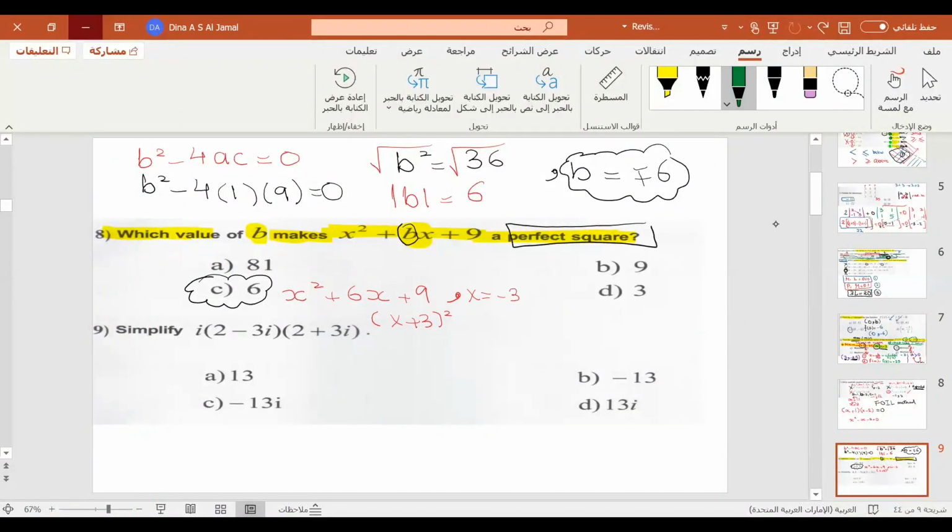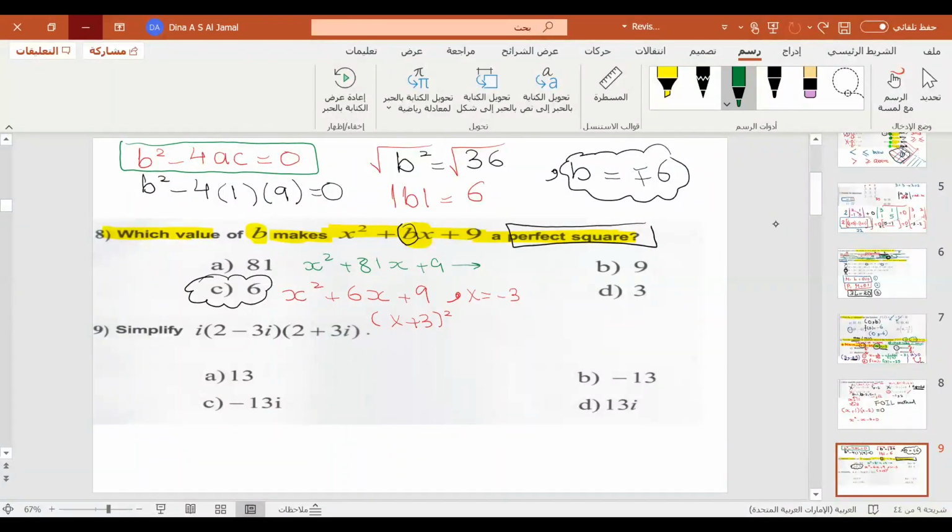Another way to do this is that each time you will be taking this value and substituting in the calculator. Are you going to get a perfect square or not? Try A, B, D. It won't work. It will work with C. So I would like you to know this method of the discriminant, that it should be equal to 0 to give you a perfect square. Now let's go to the simplification.